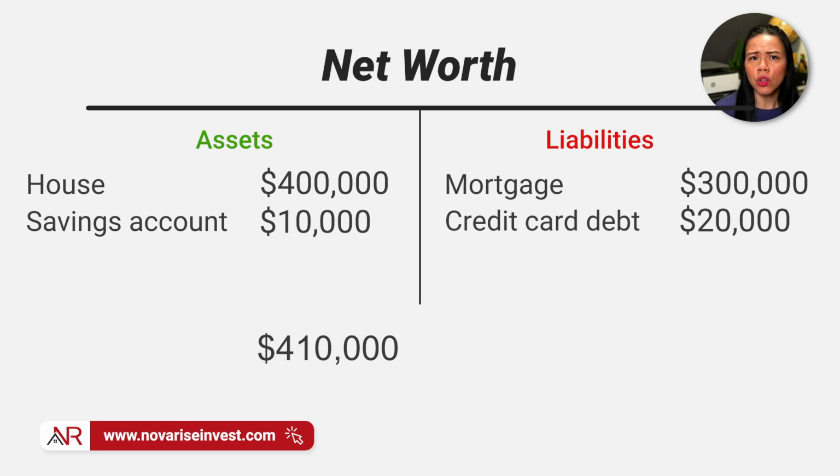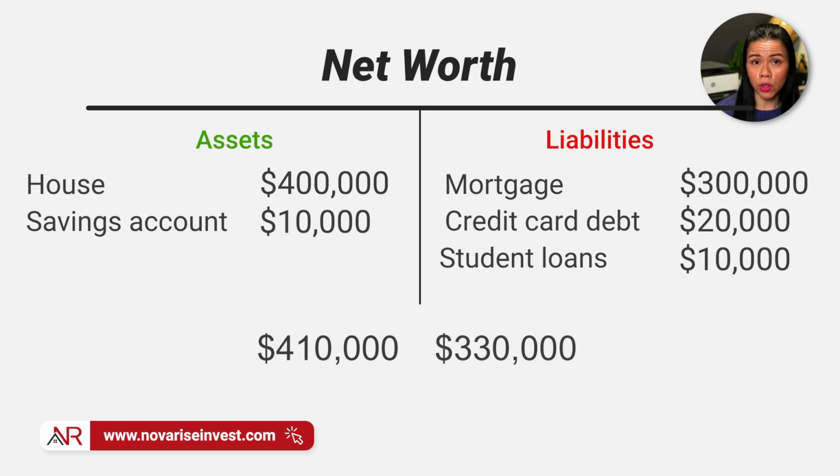And let's say you also have some student loans. Let's throw $10,000 there. So when you add up your liabilities, we're talking about a total of $330,000. So when you take your assets minus your liabilities, you're left with $80,000. That's where you're standing today. That's your starting point. That's how much you know that you're worth. And based on that, you're going to work on how to improve that, right?